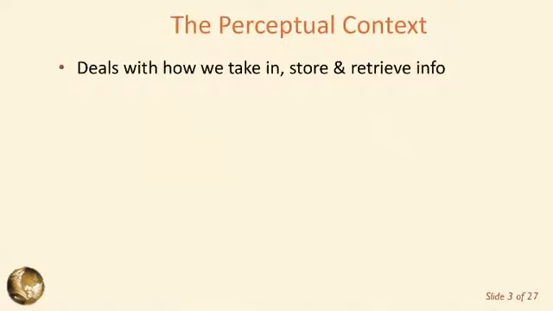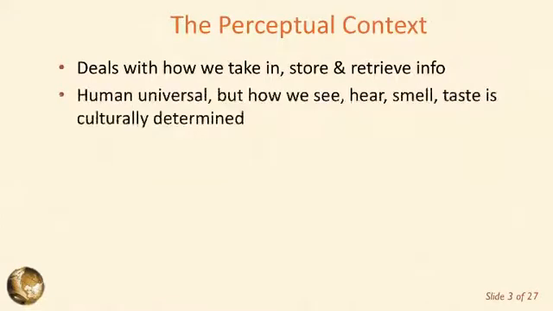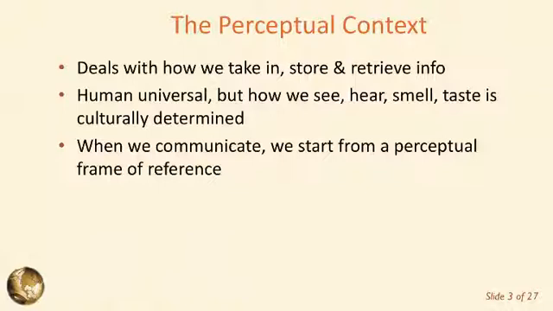So the perceptual context, what we're dealing with here is perception. It deals with how we take in, store, and retrieve information. This is something obviously that's not culturally determined in the sense that it's universal, but how, in fact, that process takes place is culturally different. And that's one of the principal things we're going to be looking at in this chapter. So what that provides us is a starting point, namely the perceptions that we have. That's part of what gives us the starting point for a frame of reference in the conversation that we're having with another person.